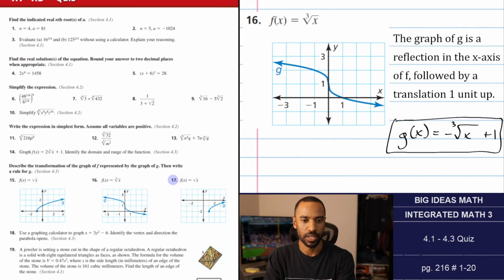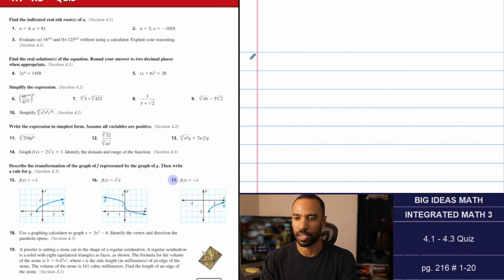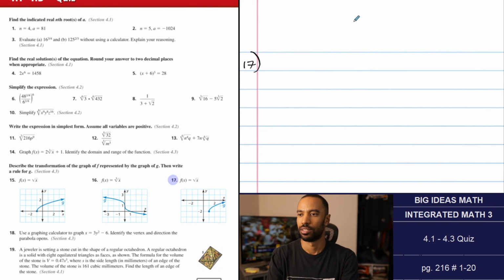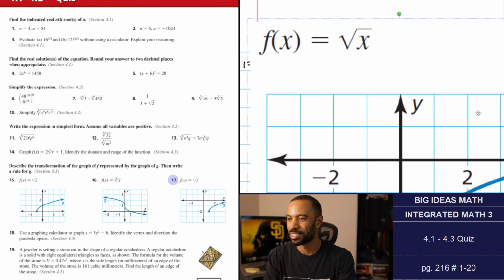Number 17 looks like more translation stuff and no more differences on stretches and all that. So, okay, let's check it out on number 17. This time I feel like I want to write it. That wasn't so hard to write.